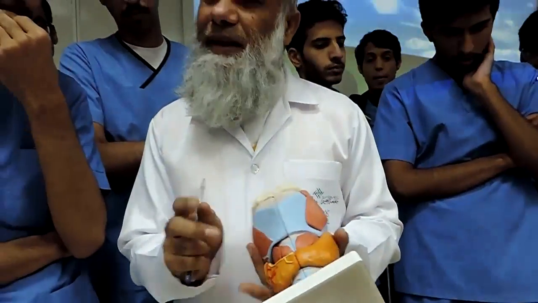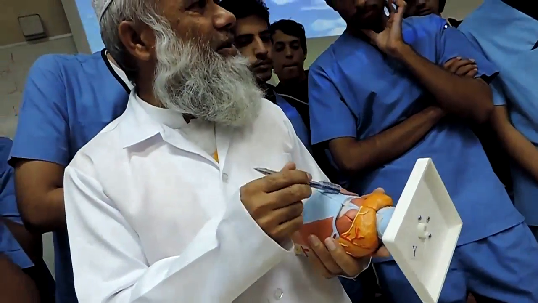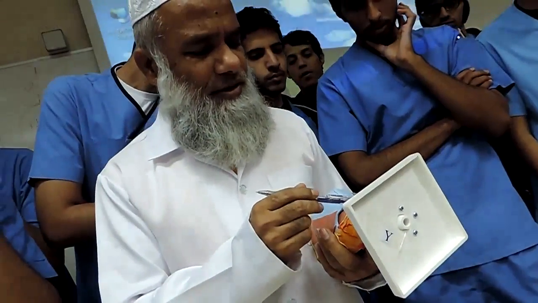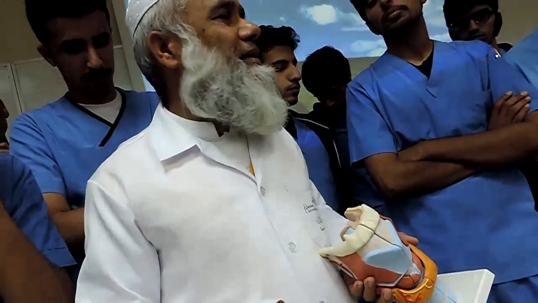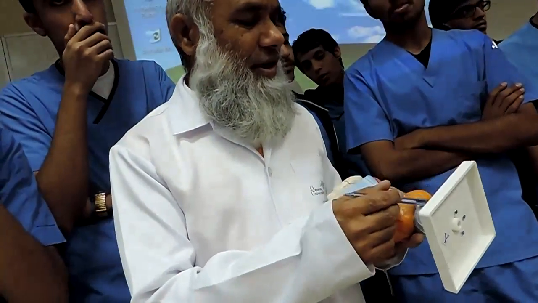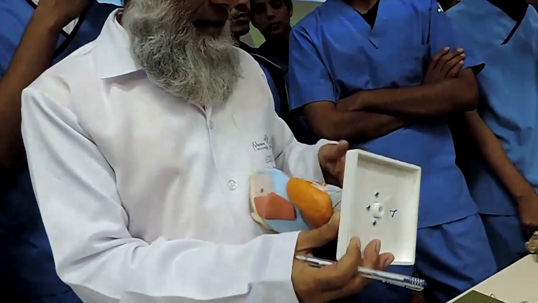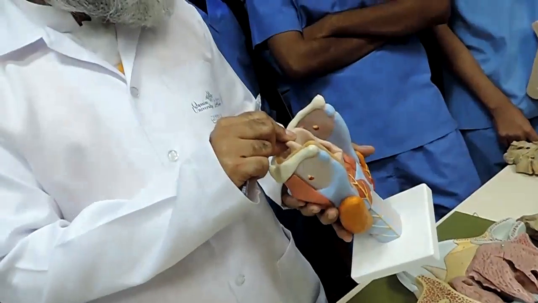So this is the thyroid gland, and this we have the larynx. This is the larynx. This is the biggest cartilage of the larynx, the thyroid cartilage, and this is the cricoid cartilage, and we have other cartilages like arytenoid, corniculate, and cuneiform. And we have this larynx, and this is the trachea. Behind this, we have the epiglottis.